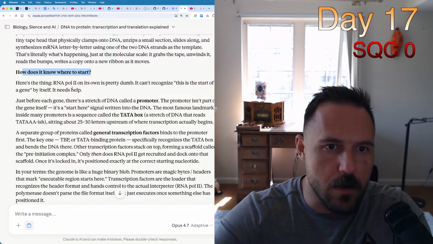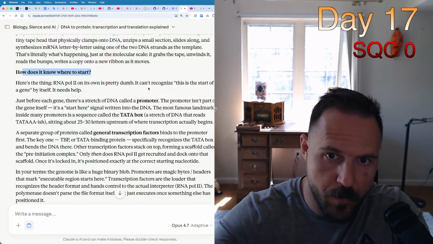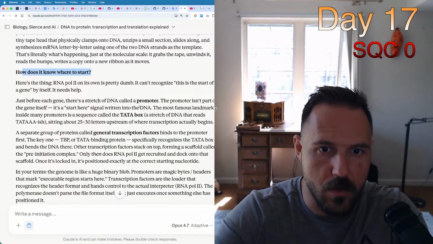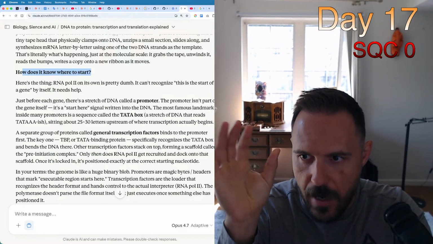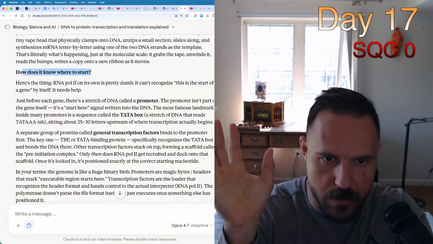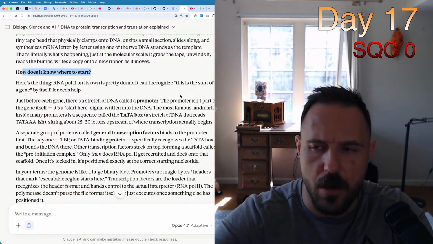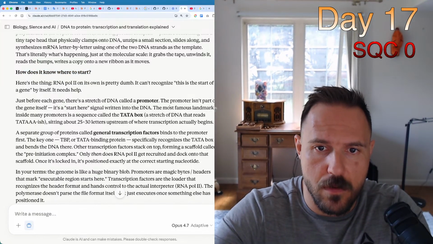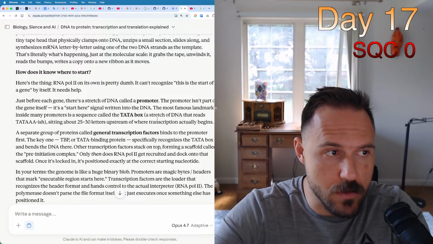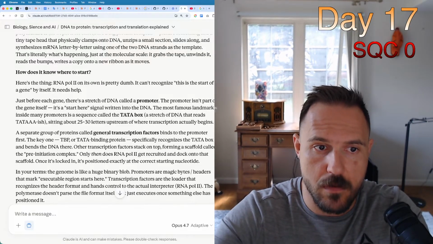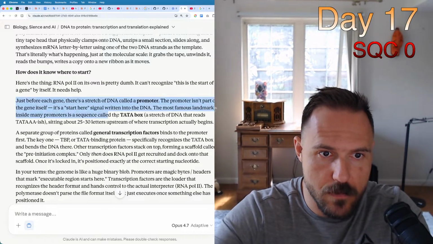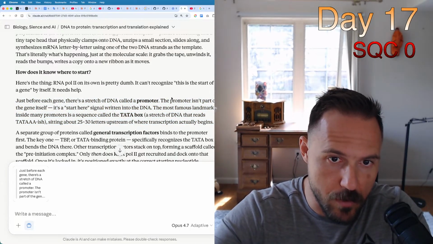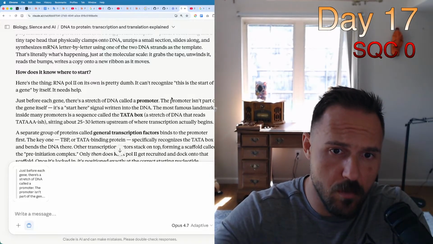Here's the thing, RNA Pol 2 on its own is pretty dumb, yeah, you're right. The promoter isn't part of the gene itself, it's a start-here signal written into the DNA. Again, yeah, I understand the promoters, but I'm assuming there are thousands of different promoters, right? How many genes do we have? That many promoters, right? The question is, how does it know that it should start from this promoter? So we probably have a promoter before each gene, and probably more promoters than genes.